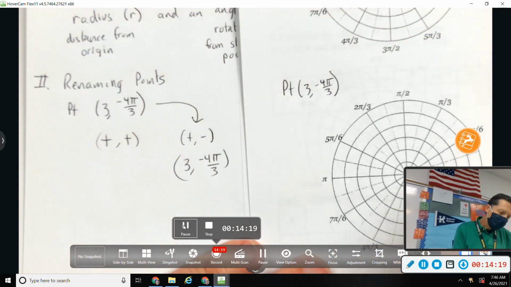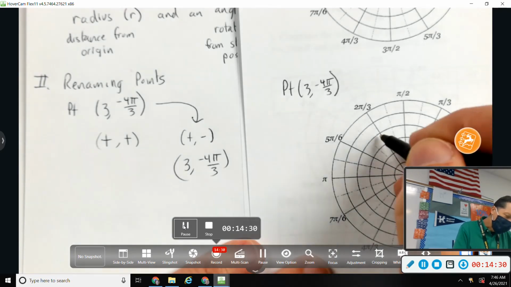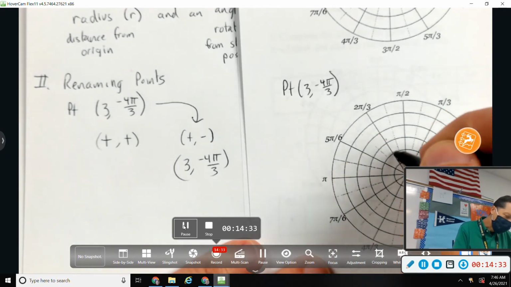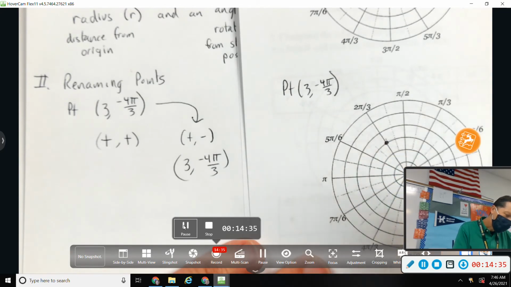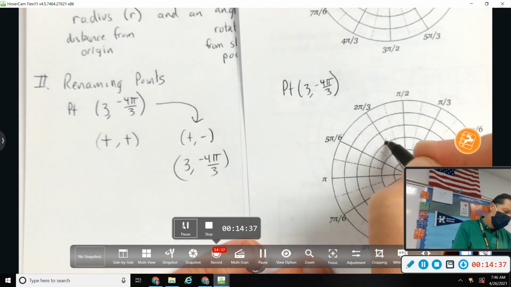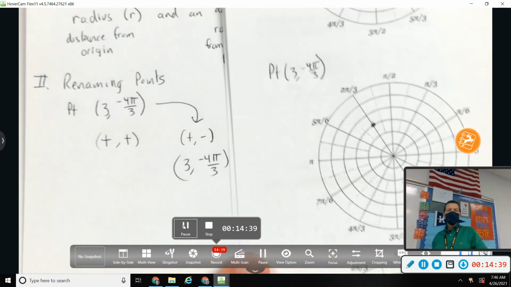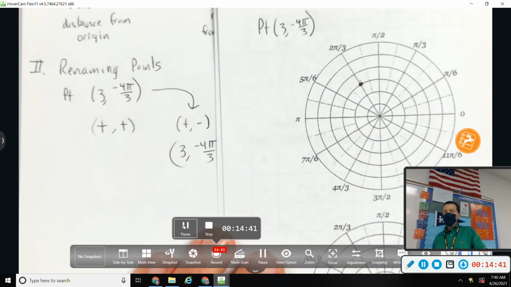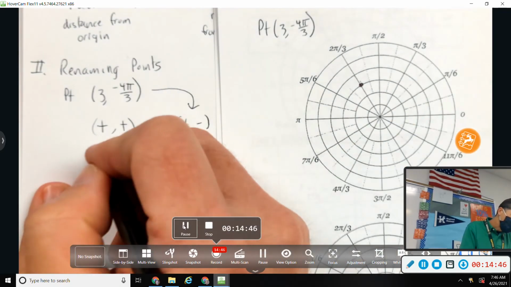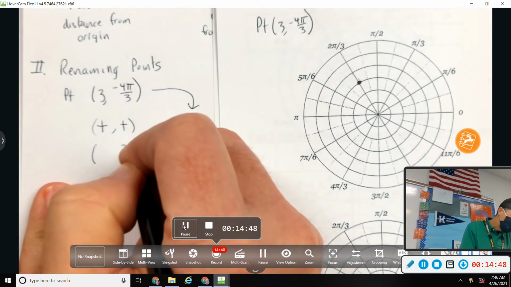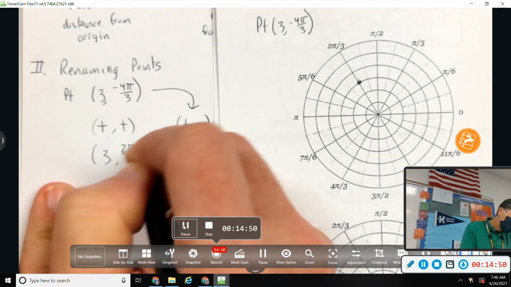So -4 pi over 3 would be at 2 pi over 3. And then we go out. Oh, we already did this point. It was point C. Oh, well, I'll graph it again. So 2 pi over 3 and then out 1, 2, 3. So the first easiest other way to name the point is with positive positive. So we rotate 2 pi over 3 and go out 3.